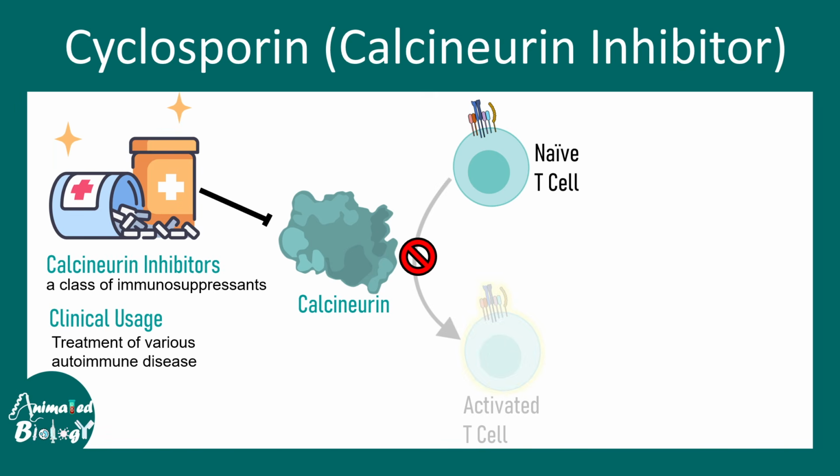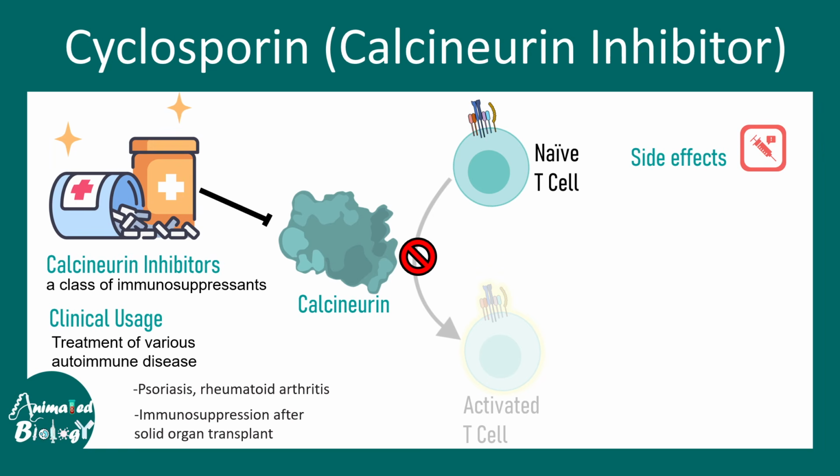So clinically, it is used for treatment of psoriasis and rheumatoid arthritis. Also, when immunosuppression is required after organ transplant, cyclosporin is a potent choice of molecule. But it has other side effects like nephrotoxicity, neurotoxicity, hypertension, hyperlipidemia, hirsutism, and then gingival hyperplasia.